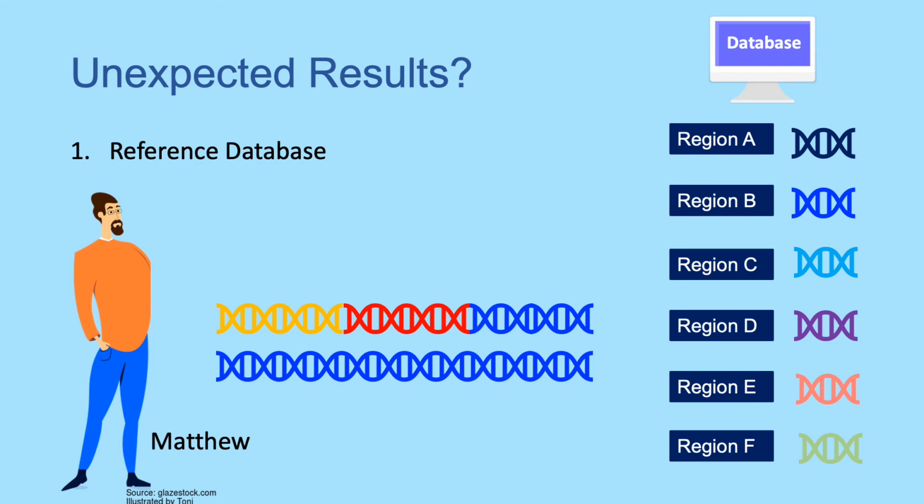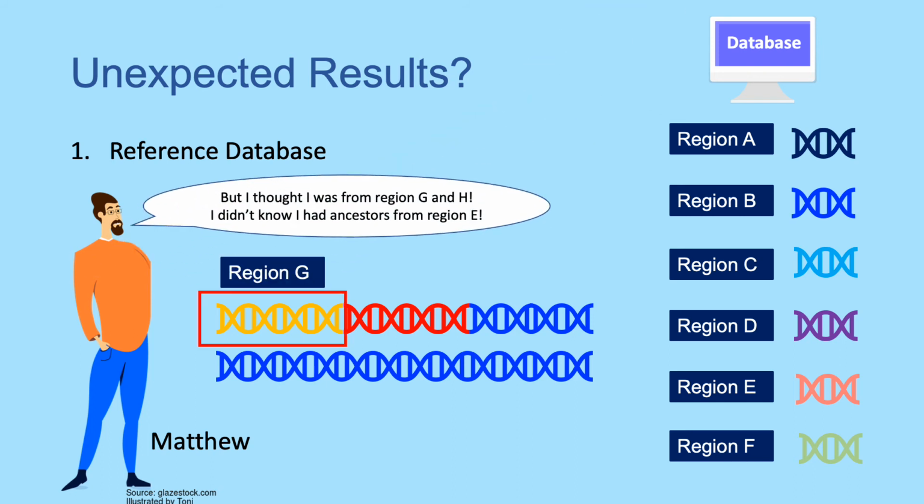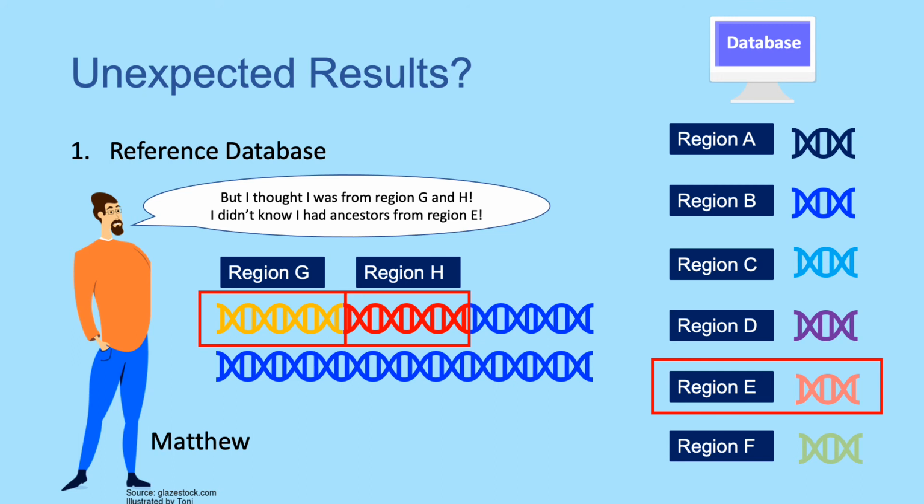If the database the company used has an underrepresentation of people with your ancestral background, they won't know which haplotypes people from your ancestry have. When they see those haplotypes in your DNA, they won't be able to assign it to any group or the correct group. Here, Matthew knows he's from region G, but he doesn't see it in his report because the database is lacking individuals from region G. He also knows he's from region H, but instead, his report said he was from region E, just because regions H and E are so close together that the algorithm wasn't able to tell them apart very well based on the amount of data the company has at this time.